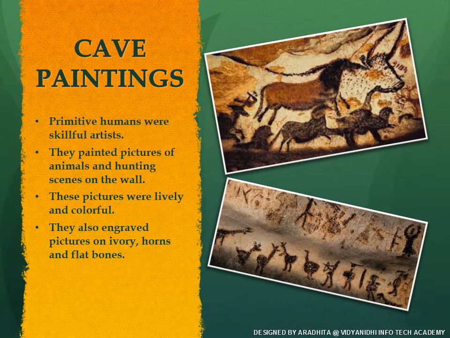Cave paintings. Primitive humans were skillful artists. They painted pictures of animals and hunting scenes on the wall. These pictures were lively and colorful. They also engraved pictures on ivory, horns, and flat bones.